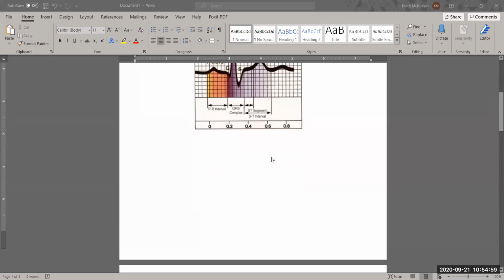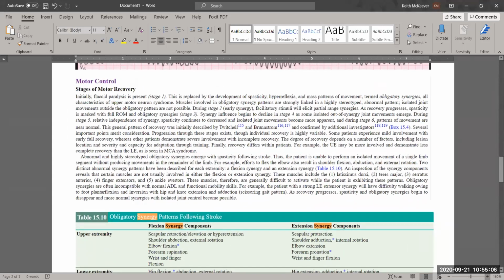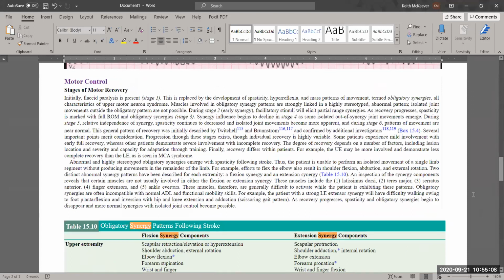So let me screen share here again. Definitely make that a little bit bigger because that's really tiny. So this is literally right out of your rehab book that I just kind of copied this section out of. So it kind of covers the idea of a synergy pattern. So synergy patterns are going to come up in the stages of motor recovery.